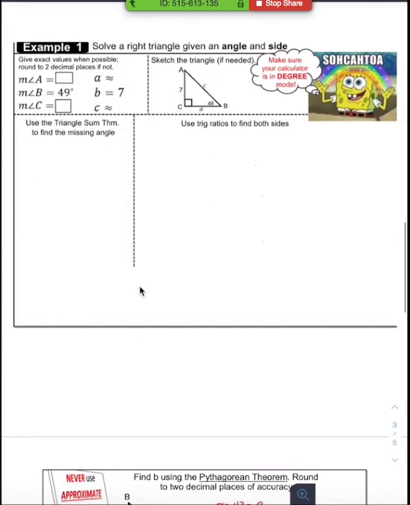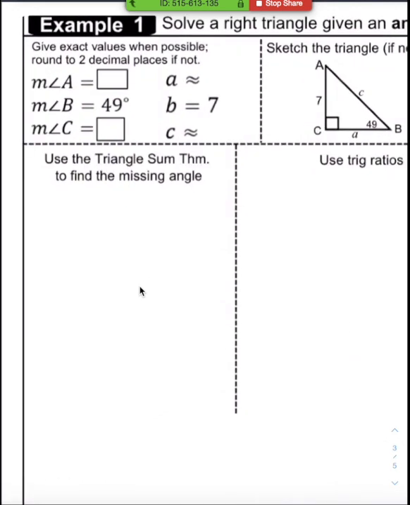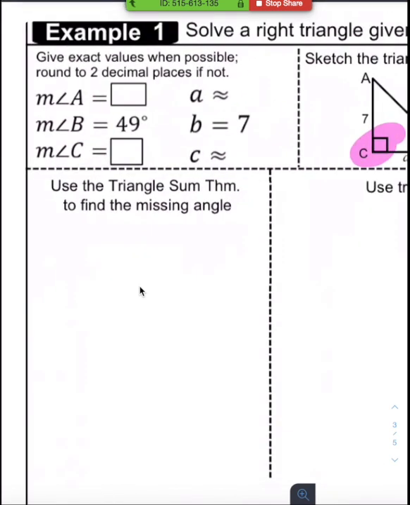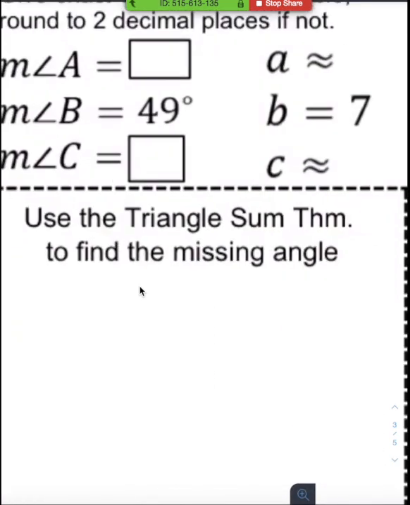So here we go. Example 1. We have to solve this right triangle given one angle and one side. You're always given those 2 hints, an angle and a side. Let's start with the angles, it's a little easier. We have the angle 49, and we have 2 missing angles. But remember, the angle C is always 90 degrees, so we can write in here, this is just 90 degrees.